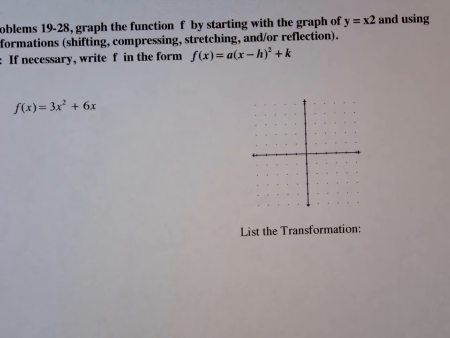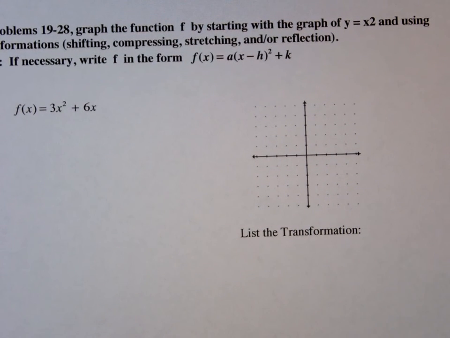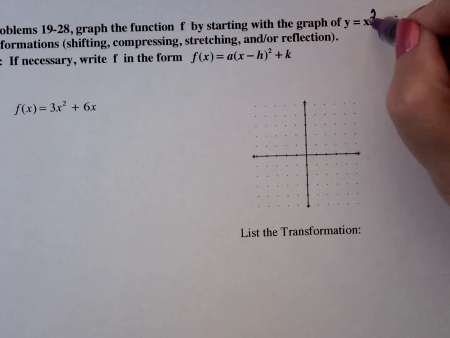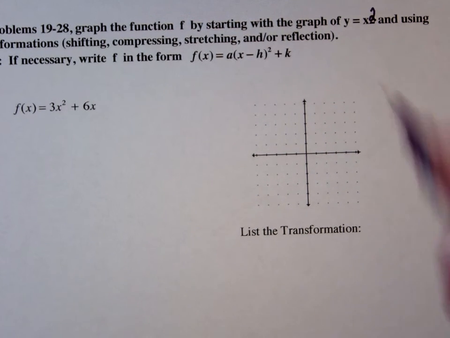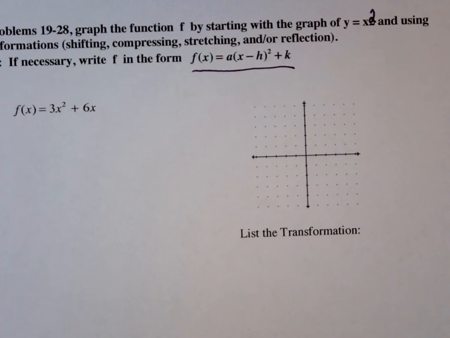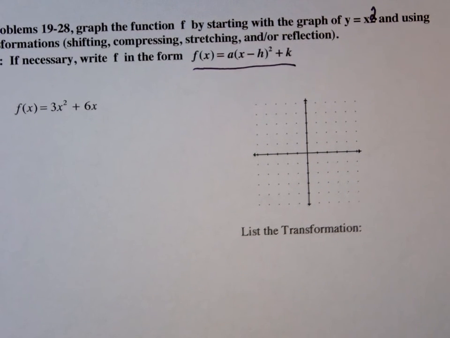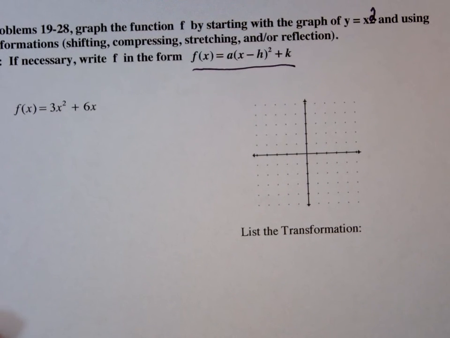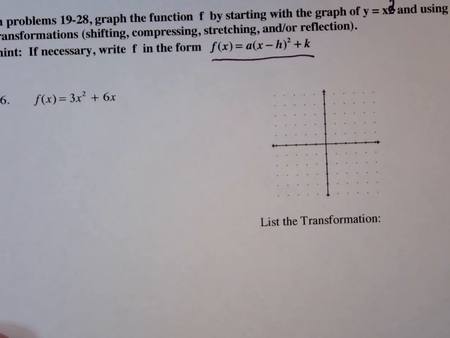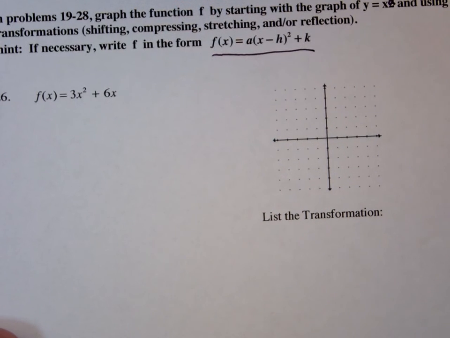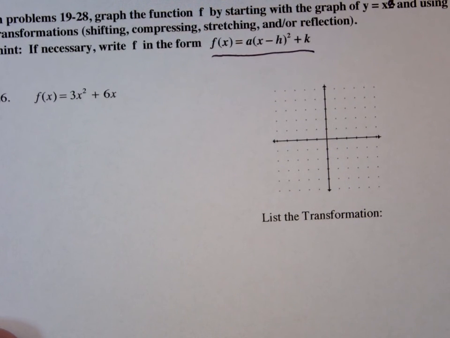In problems 19 through 28, graph the function f by starting with the graph of y equals x squared, and using transformations: shifting, compressing, stretching, and/or reflection. Hint, if necessary, write it in that form. Once I'm finished with this page, I won't have to do that anymore. But it's a necessary evil, at this stage anyway, in order to find the vertex. Nothing works without the vertex.